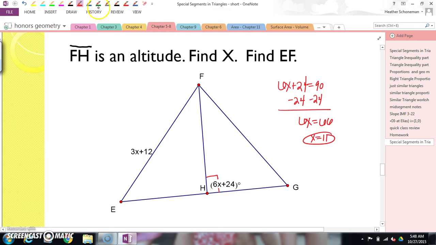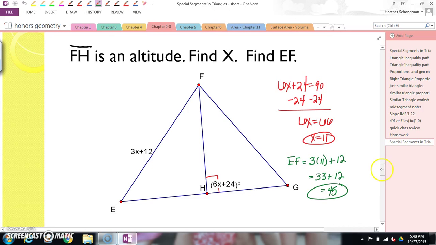Okay? Now notice they gave us too much information to find x, but we need all of it to finish the problem because the last step is to find EF, and EF would be 3 times 11 plus 12. So we have 33 plus 12, which would be a length of 45.